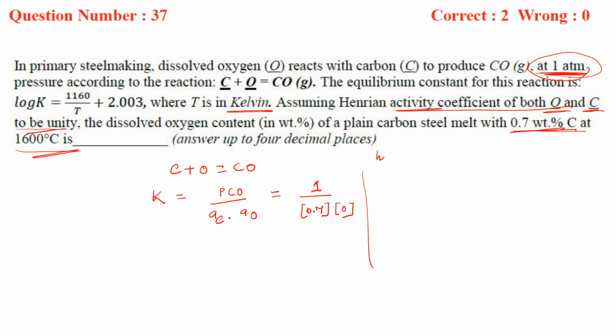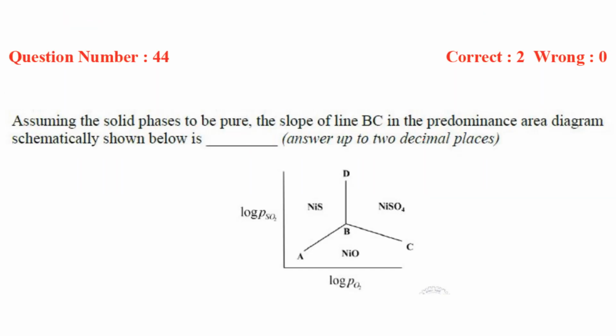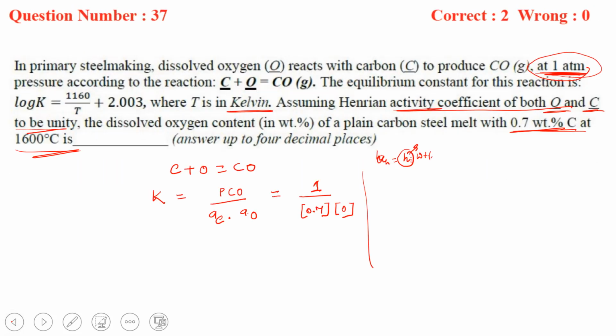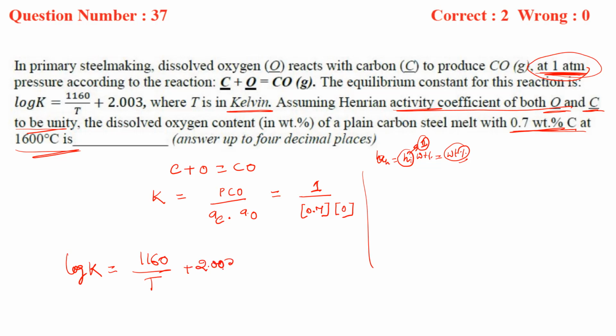See, Henrian activity is equal to Henrian coefficient into weight percent, right? And this Henrian coefficient is given as 1. So this will ultimately be equal to weight percent. Now here one more equation is given in the question itself, 1160 by T plus 2.003, right? So from above we will put this K value.